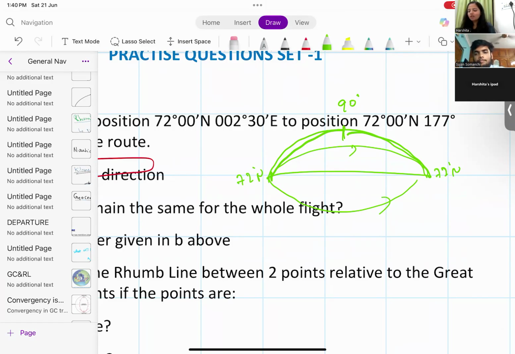Yes, ma'am. If you had traveled in the east or west direction like that, you would have to travel at least 180 degrees. Companies don't want you to use that much fuel. They want to save fuel. So they'll ask you to travel over the pole.